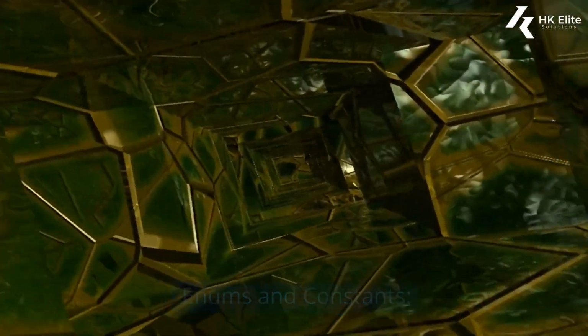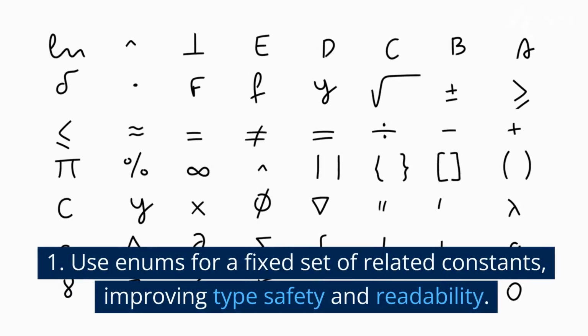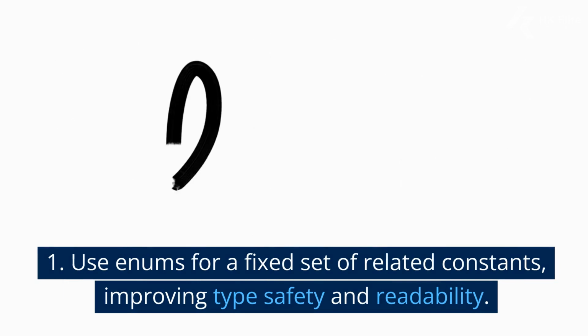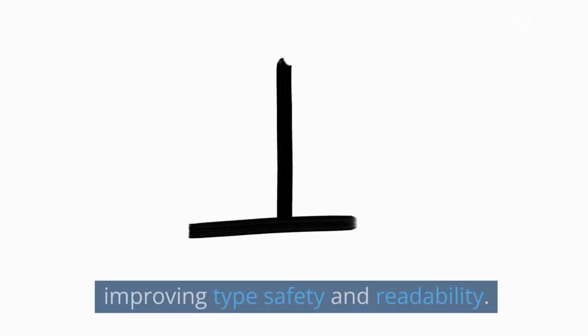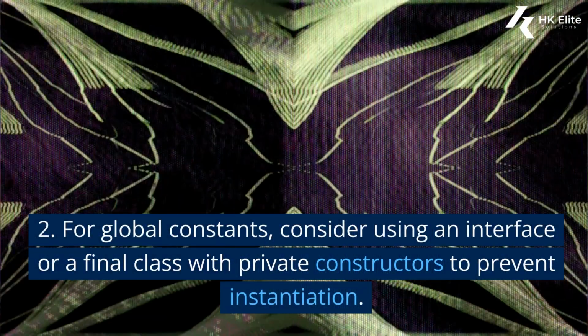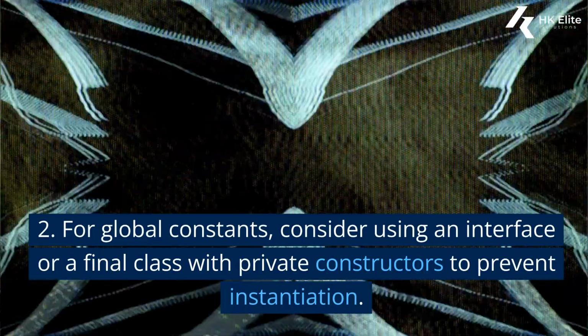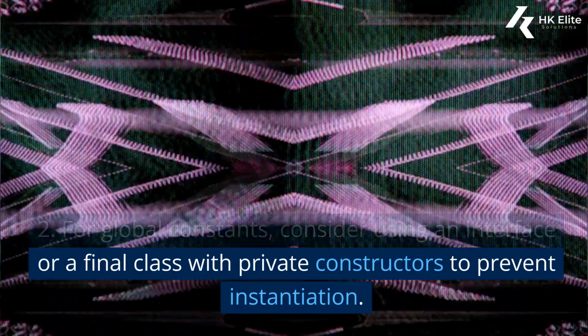Enums and constants. 1. Use enums for a fixed set of related constants, improving type safety and readability. 2. For global constants, consider using an interface or a final class with private constructors to prevent instantiation.